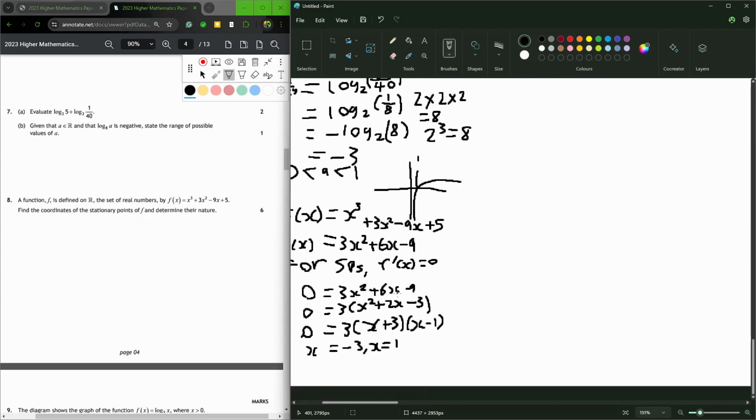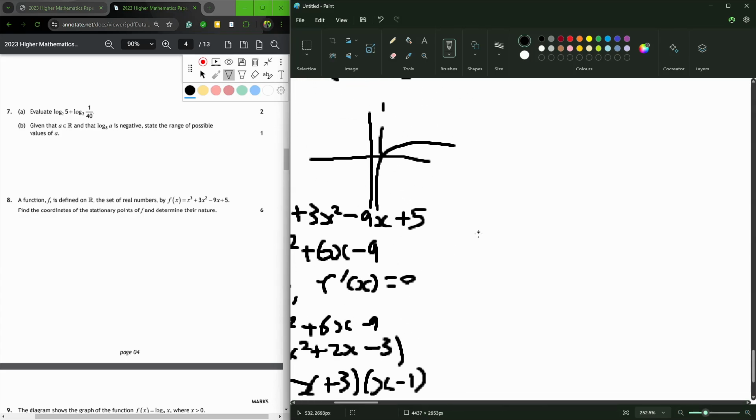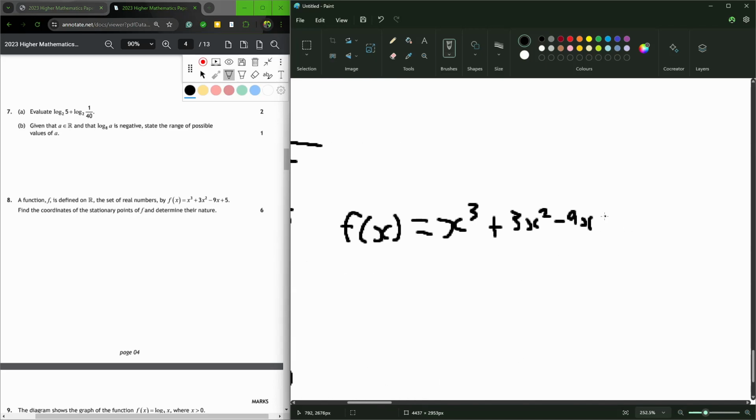So what can we use all these numbers for? Well, now we know the x coordinates of the stationary points. All we need to do now is work out the y coordinates and also use nature tables to determine the nature. Let's do the y ones first. What we want to use is the original equation, which is this beast, minus 9x plus 5, and we're going to just shove our numbers in there.